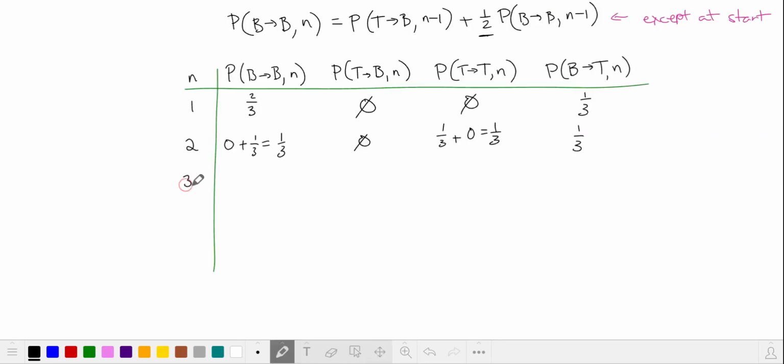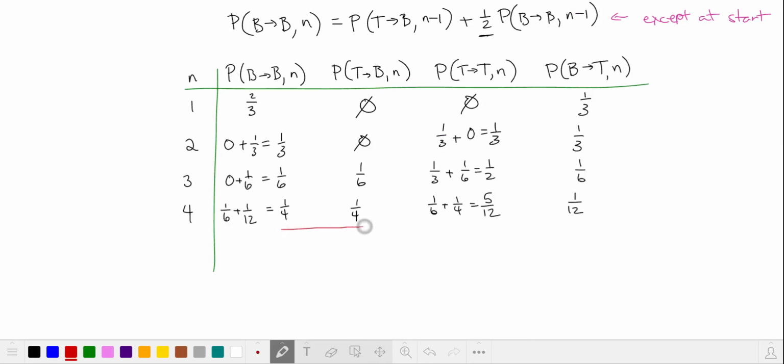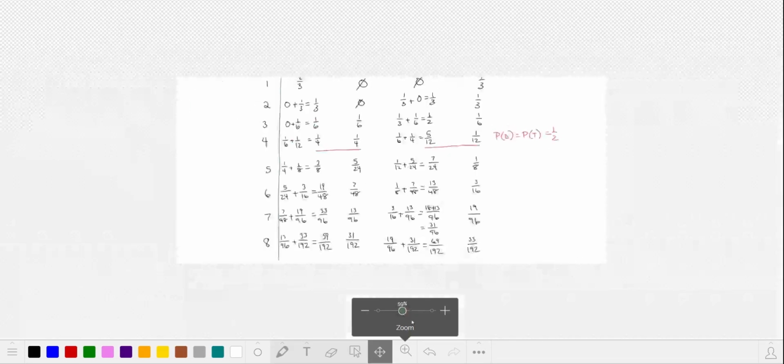I'll continue for n equals 3 and n equals 4. I'm going to pause here to notice that the probability we're on the bottom is 1/4 plus 1/4 or 1/2, and the probability that we're on top is also 1/2. We'll continue for the remaining 4 steps. Here are our remaining probabilities.